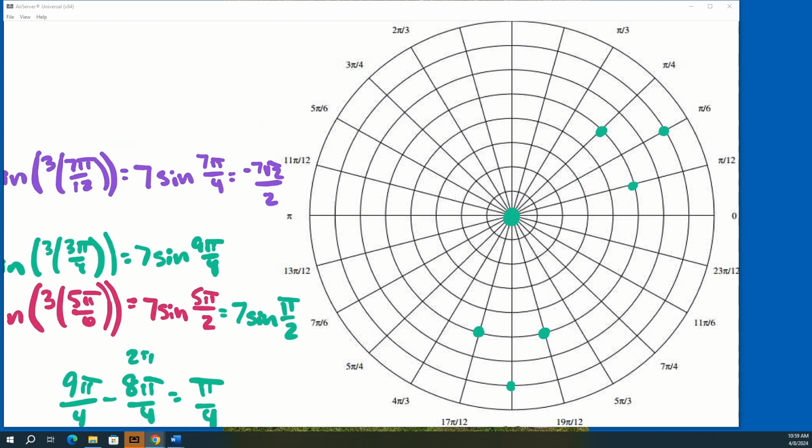So at 3 pi over 4, we have the almost 5. I have a hard time counting. 5 pi over 6, we have the 7. And 11 pi over 12, we have the 4.95. Okay, so don't connect them yet.